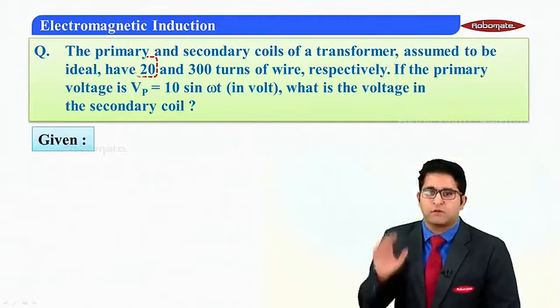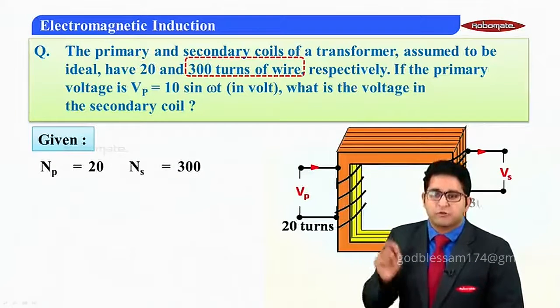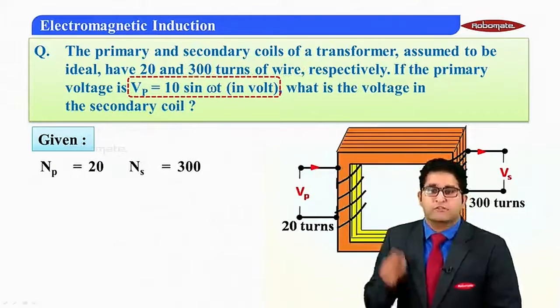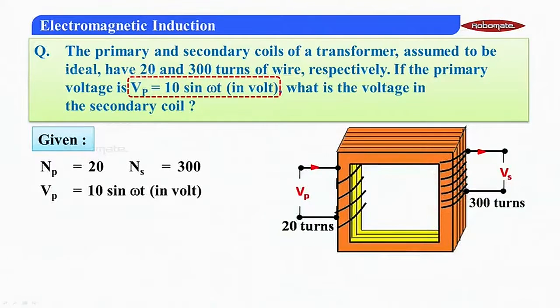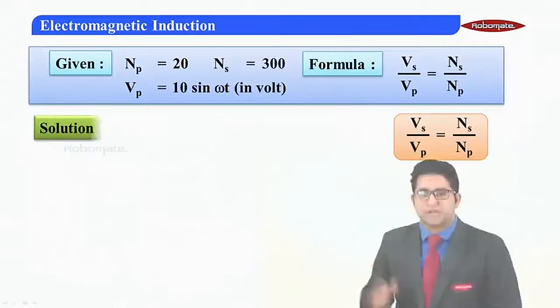Now let us write down the given data. So here we have Np equal to 20, and the value of Ns is equal to 300. Right? Then we are provided with the value of Vp, which is 10 sine omega t in volts, and we are supposed to find the value of Vs. Now let us write down the formula. The formula that we'll be using is Vs upon Vp is equal to Ns upon Np. Right?